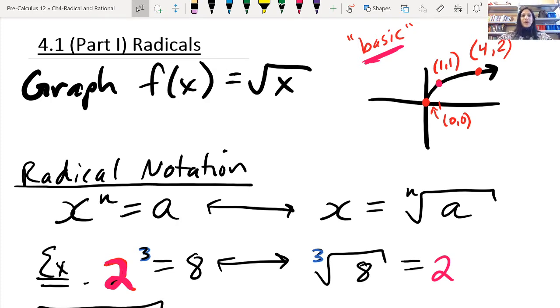Today we are doing Chapter 4, which is on radicals, and we're starting with 4.1, but in an attempt to shorten the videos a little bit, I've split it up into Part 1 and Part 2.